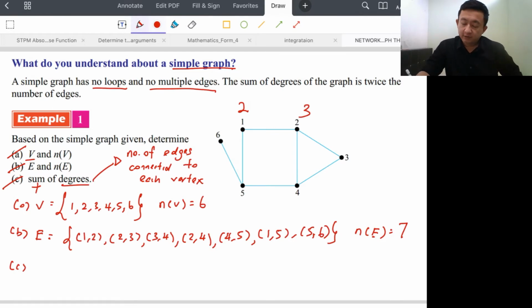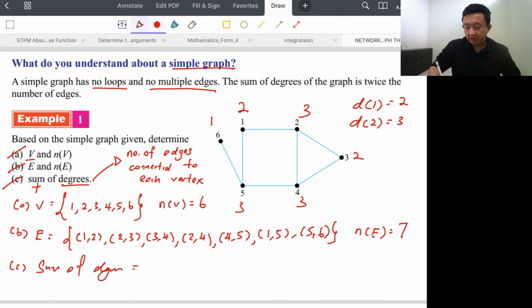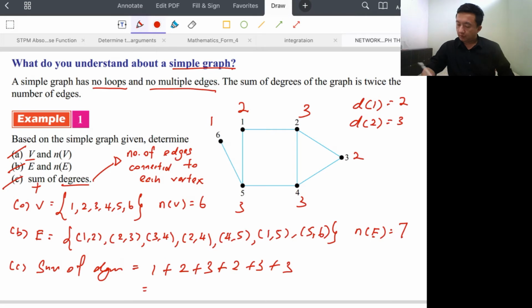Okay? So this is how you write. The degree for vertex 1 is 2. The degree for vertex 2 is 3. For this one, you have 2. This one, you have 3. And this one, you have 1. Sum of degree, you have to add up. And what do you have? 14. Okay? So this is how you find the sum of degree.